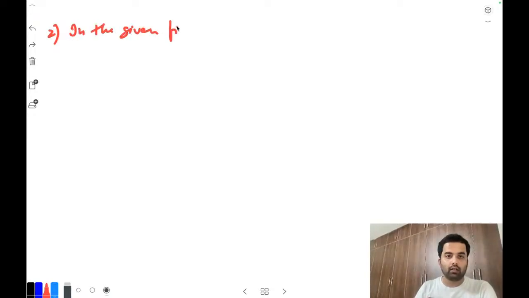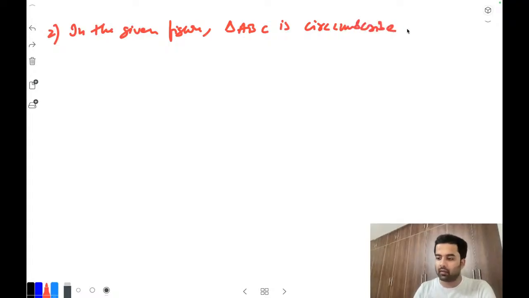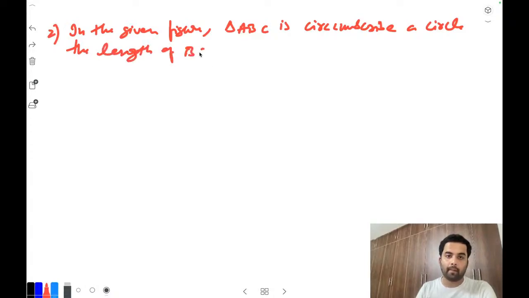In the given figure, triangle ABC circumscribes a circle. The length of BC is, let me draw first. The circle is kind of this. The triangle is given like this.